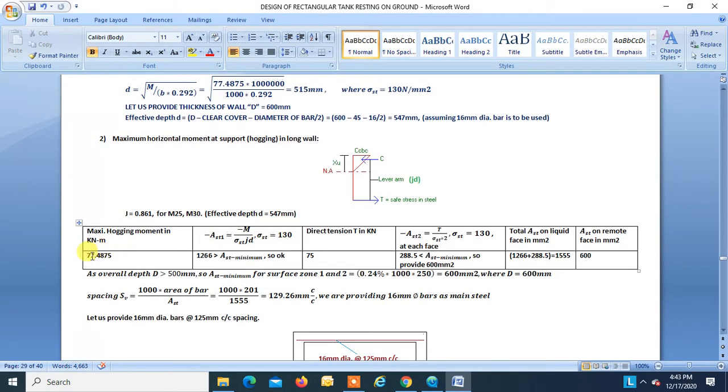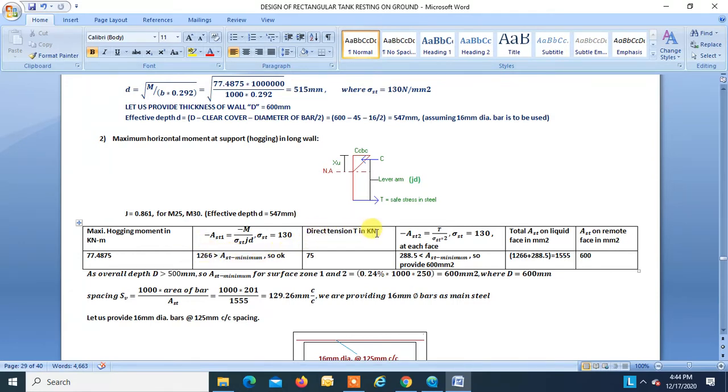For this moment you can find Ast1 using this formula, that is M divided by sigma st into jd. Simple, this is the stress diagram. T into lever arm is equal to moment, lever arm is jd, T is equal to sigma st into Ast. So sigma st into Ast into jd is equal to moment. So Ast is equal to moment divided by sigma st jd, but sigma st is equal to 130. So this is found to be 1266.